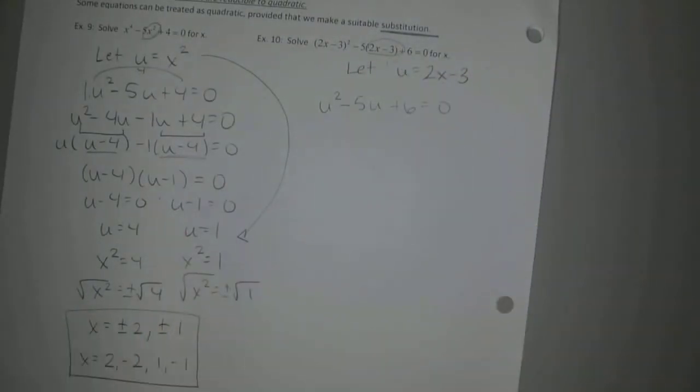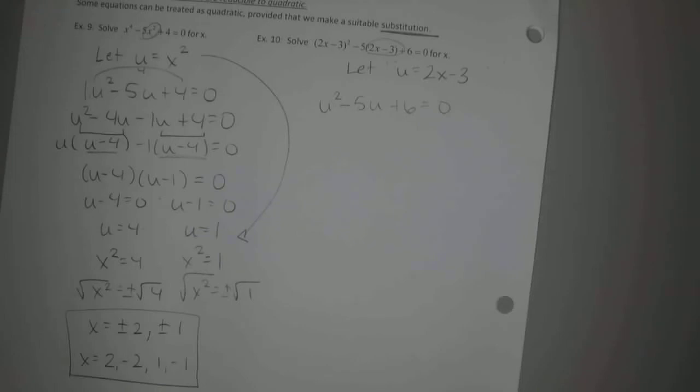So instead of having this cumbersome binomial 2x minus 3 floating around, where we see 2x minus 3, we're just going to plug in a u, right? So this is u, but what are we doing to it? Squaring it. That's just u, but what are we doing to it? Multiplying by a negative 5, all right? And so at this point, it just makes it a little bit more concise. So what are factors of 6 that add up to negative 5?